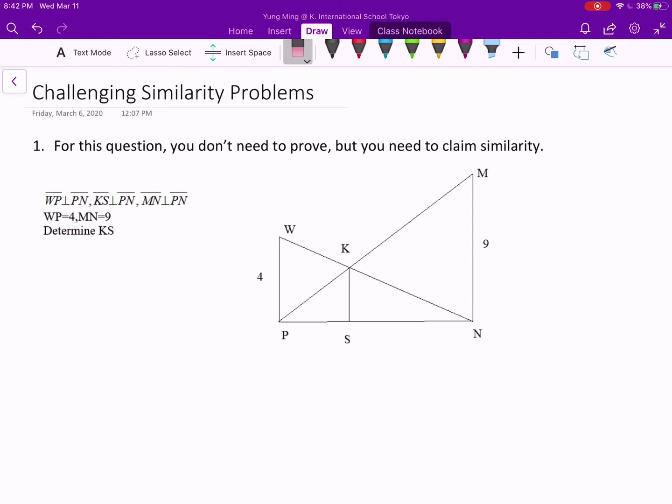So for this case, we aren't actually given much information. We're only given the 4 and the 9 with the length. I'm going to use two methods to solve this problem. Let's start with the first method.